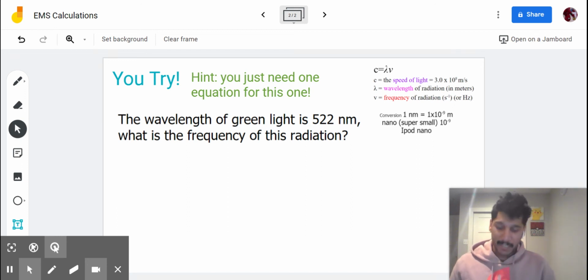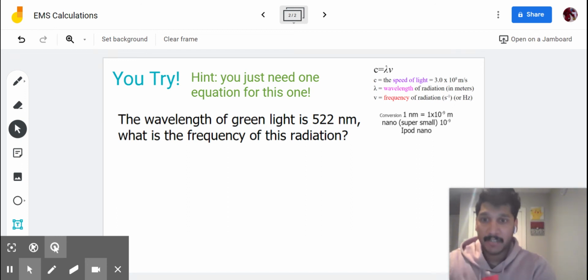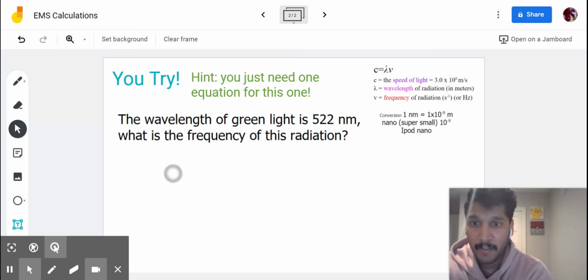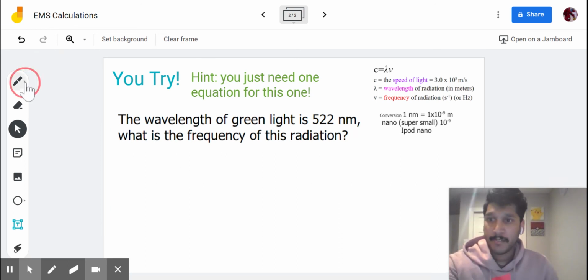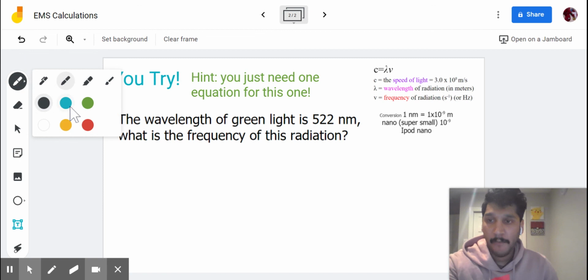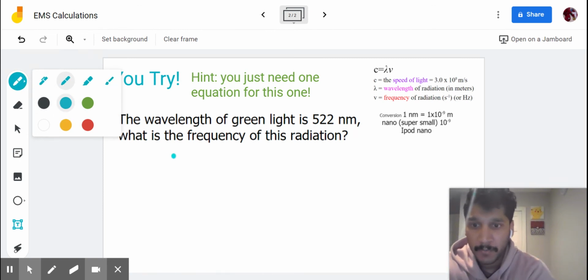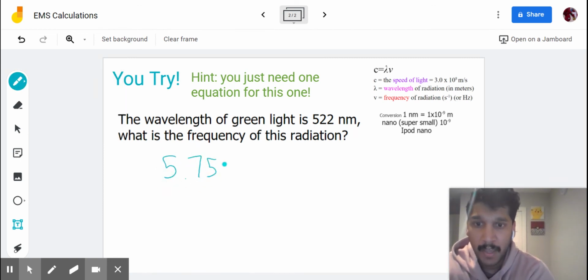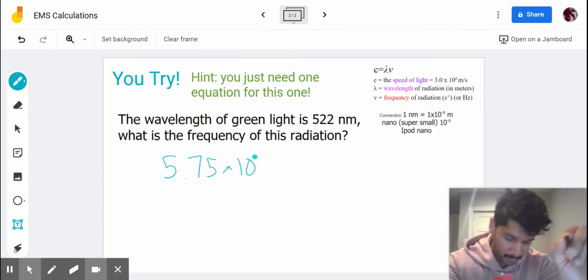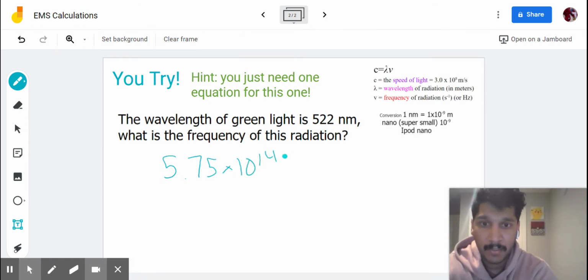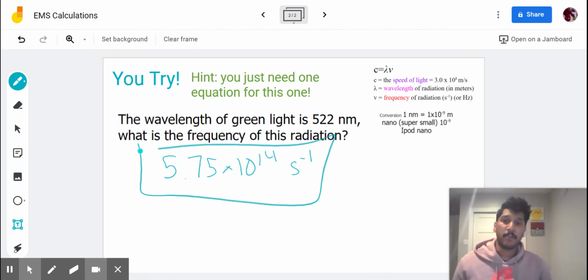And if you tried it, what you should have gotten is, let's go ahead and get this blue color here, 5.75 times 10 to the 14th per second, or you could say hertz, right? So per second or hertz. If you did not get that, try it again. Take a look and see what you did wrong. I'll also post some help with that in the description.